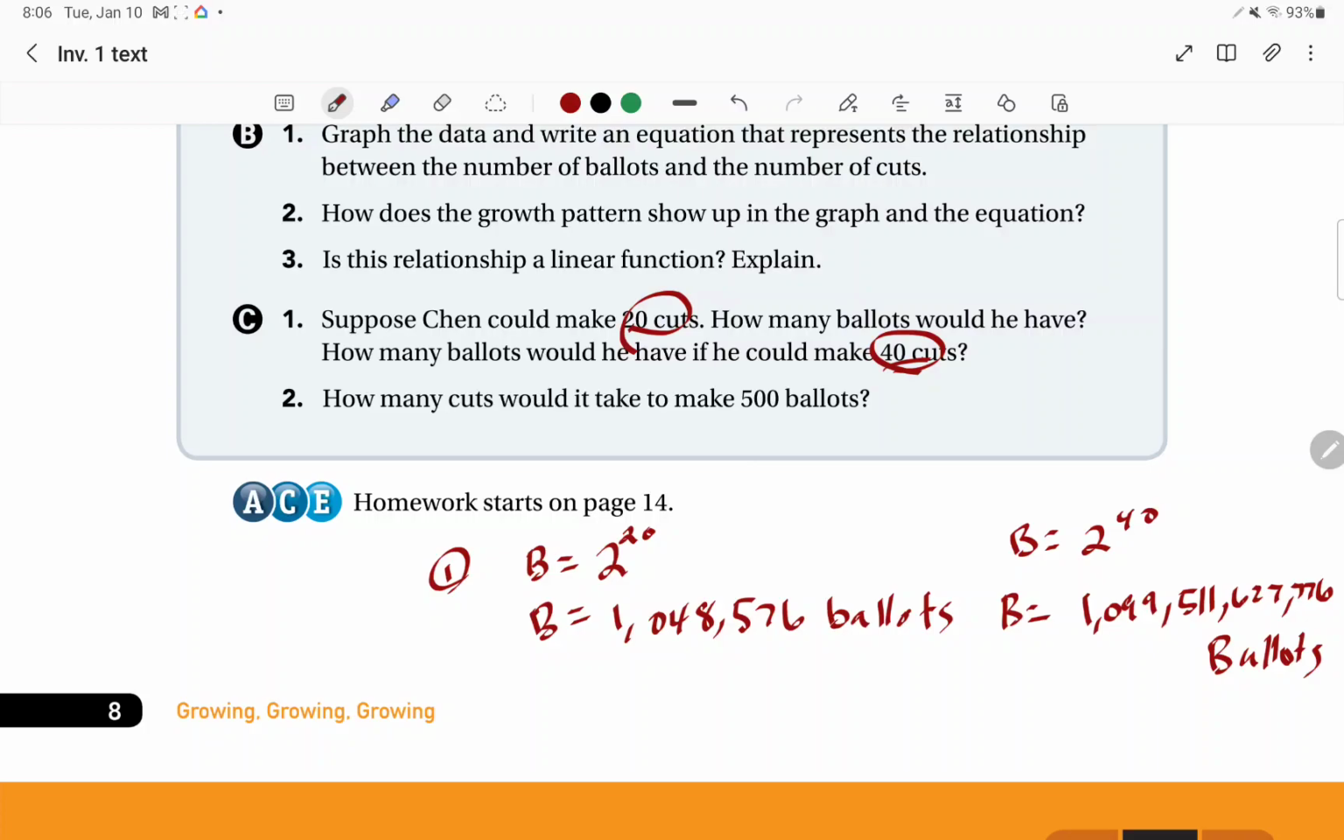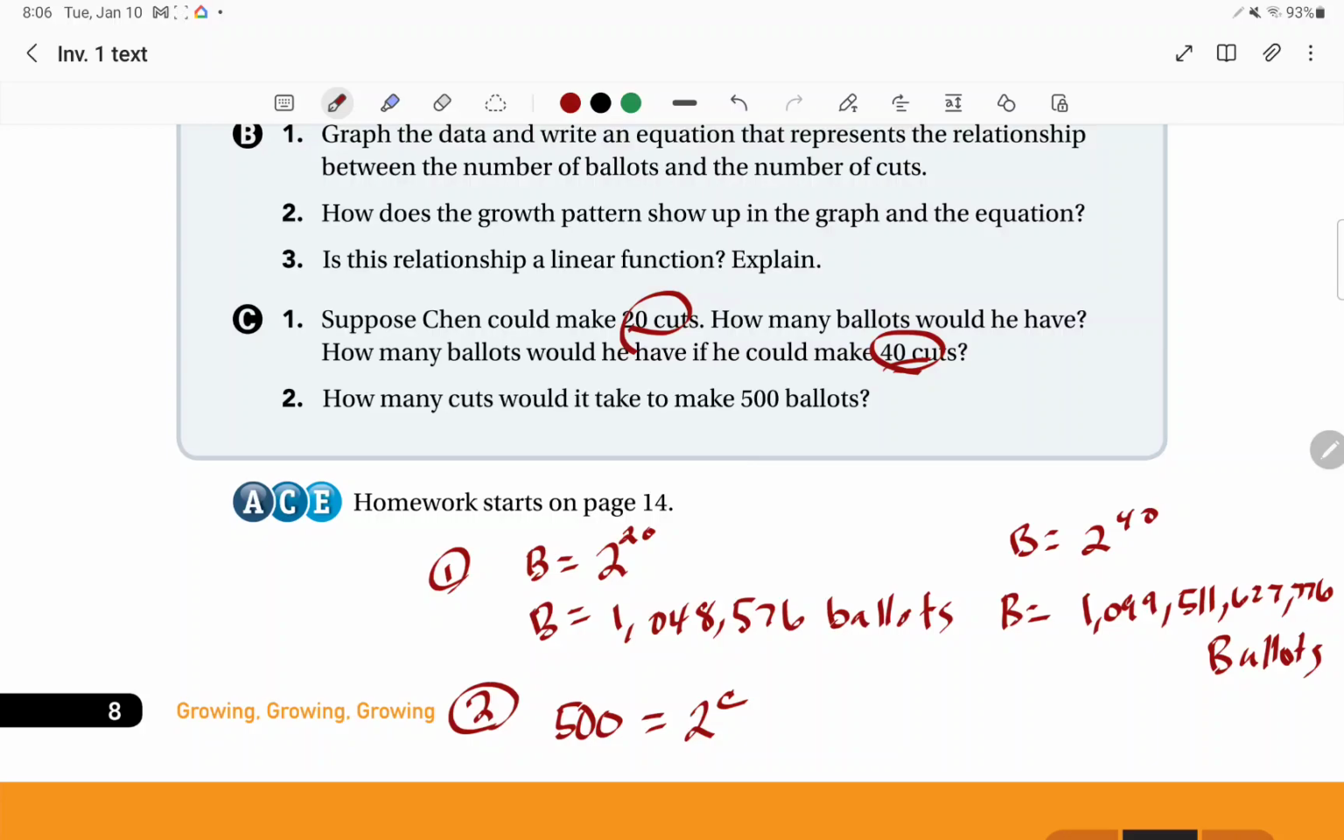Number 2, how many cuts would it take to make 500 ballots? So on number 2, you know that the number of ballots you want is 500. So then you would have 500 is equal to 2 to the C power. That's the number of cuts. And we're trying to figure out how many cuts that would be. So on this one, you're going to be guessing and checking.